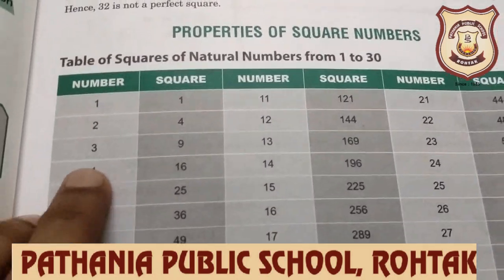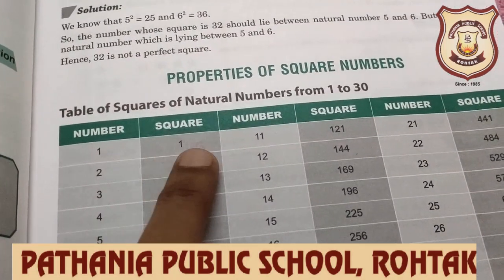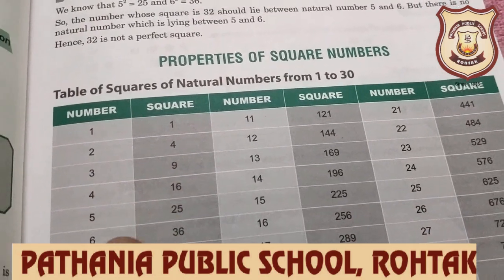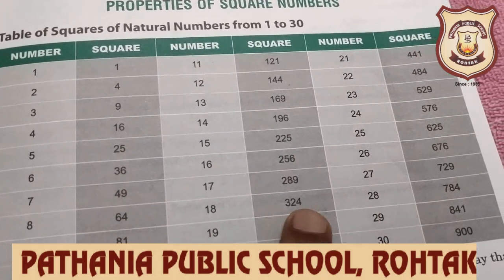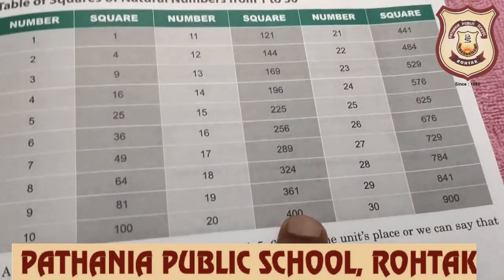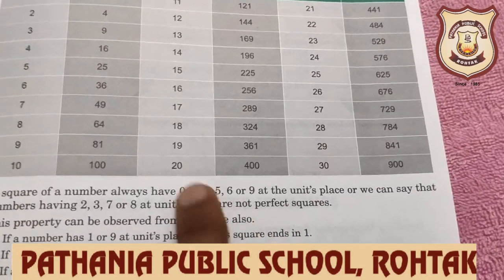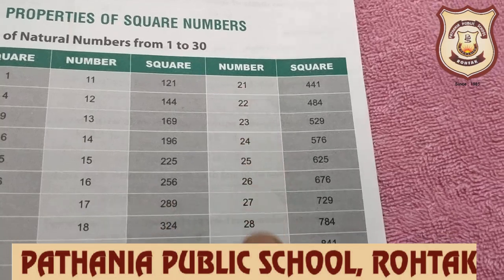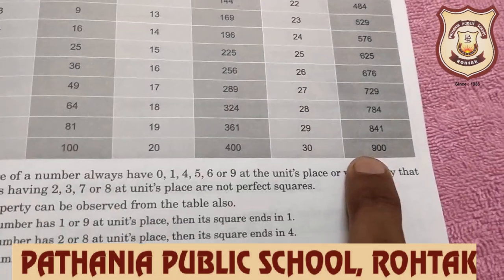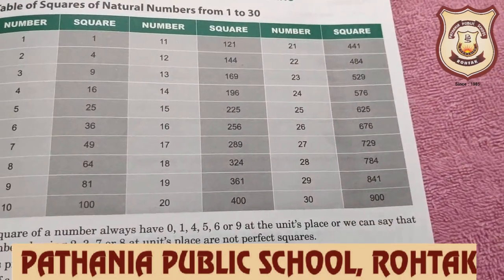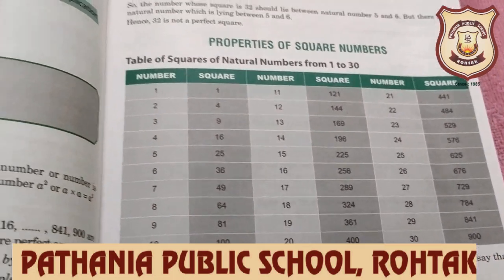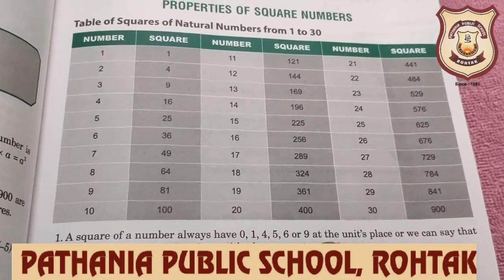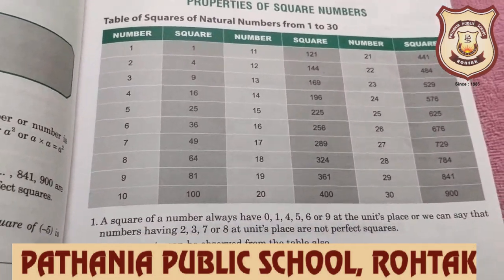So beta, you must learn all these. Just like 1 square 1, 2 square 4, 3 square 9, 4 square 16, 5 square 25, 18 square 324, 19 square 361, like this. And 20 square 400, like this. 21 square is this. In this way up to 30. All these should be on your tips. So whenever you have the time, cram all these. 1 to 30 squares, you should have on your tips.